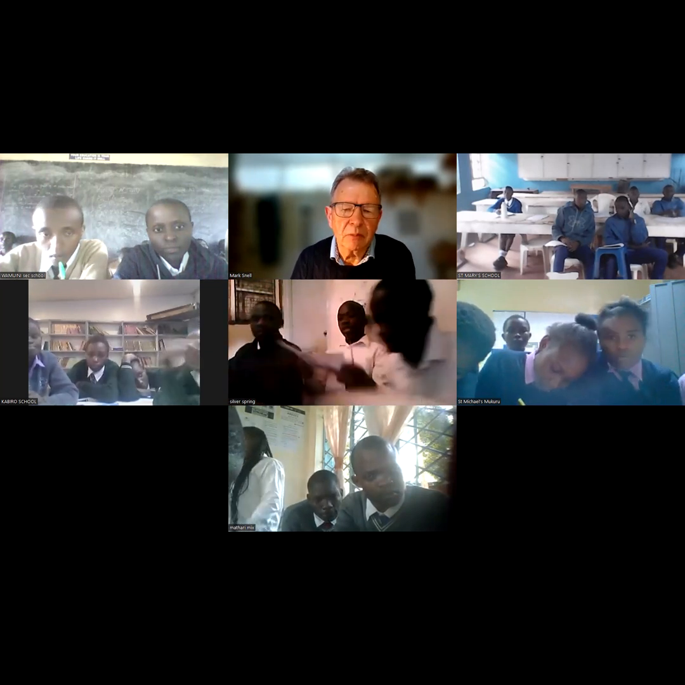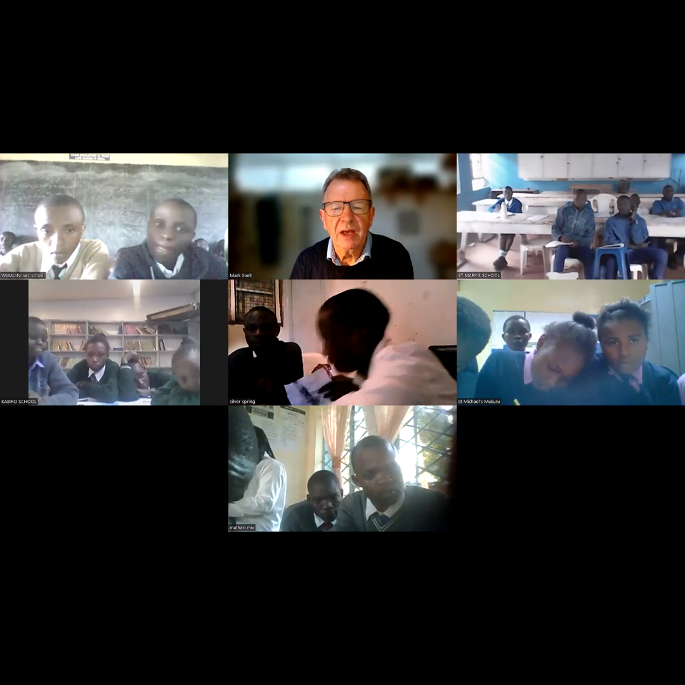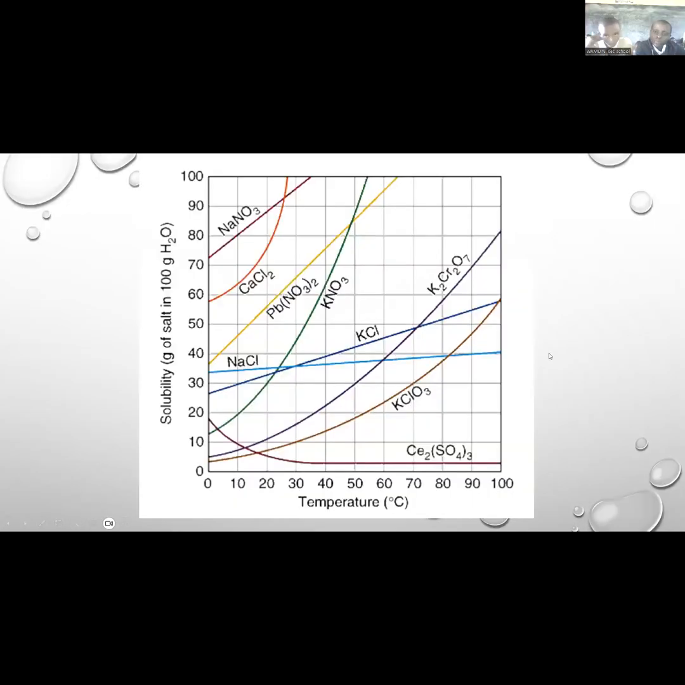Okay, let's have a look at some curves. Here they are. Just have a look at this for a minute. I want you to look at the shapes of the curves, what most of them are doing. Here's sodium nitrate up at the top. It's a straight line, directly proportional. It is very, very soluble, even at very cold temperatures. Do you see that? Even at 0, 73 or 74 grams of NaNO3 can dissolve.